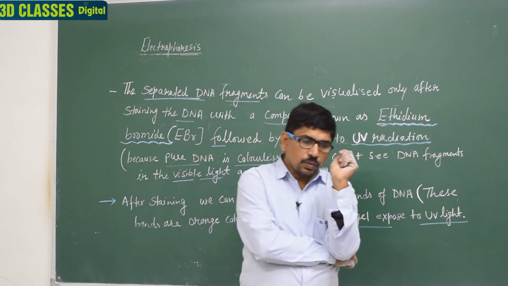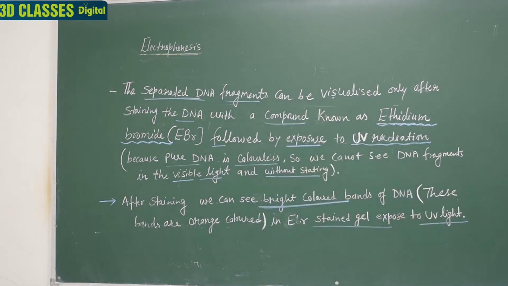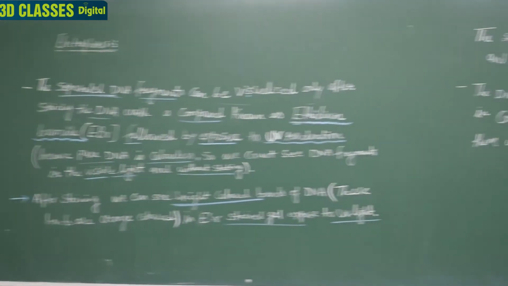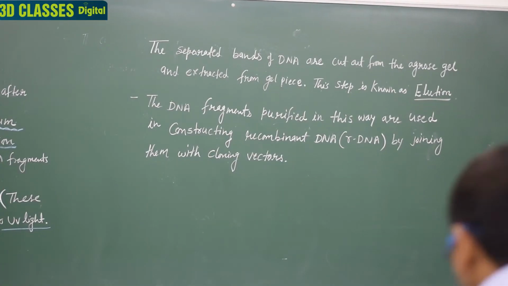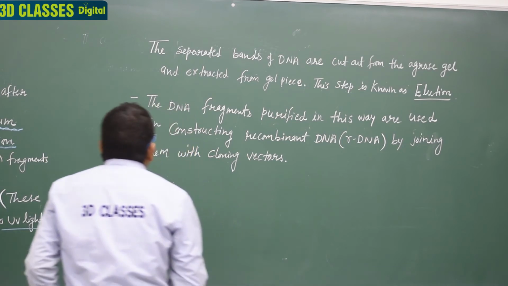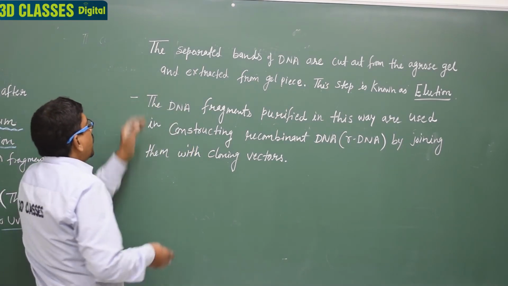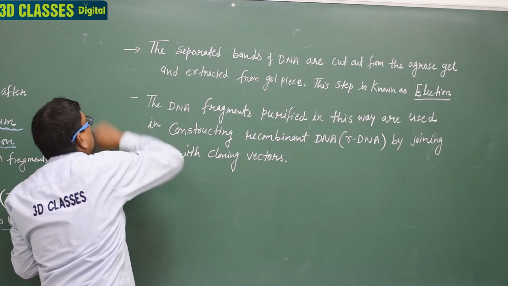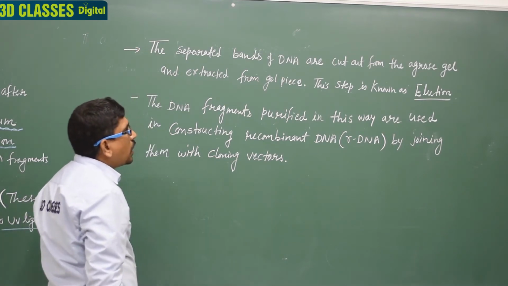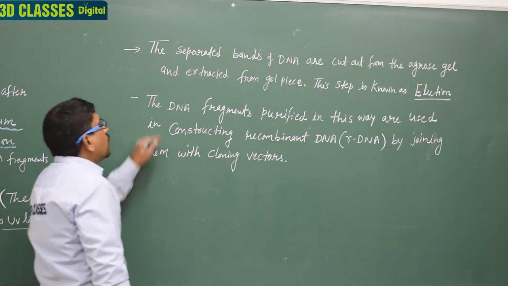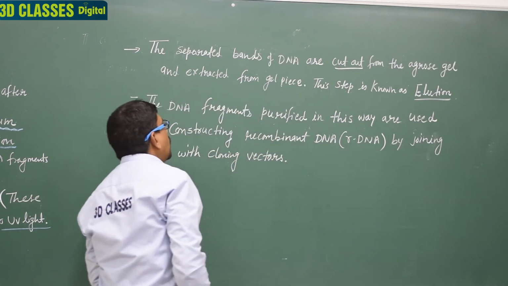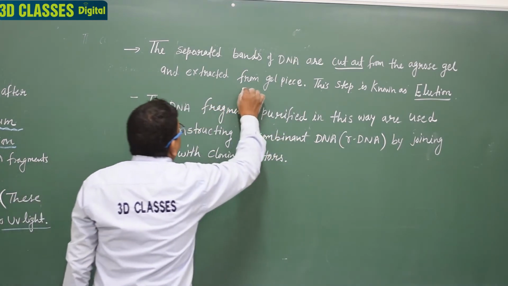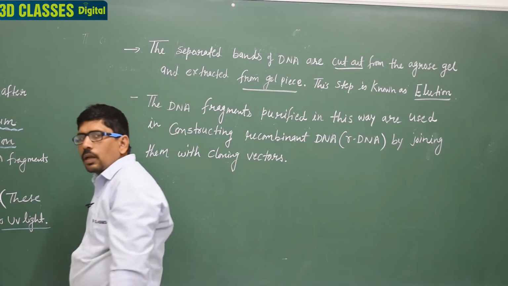Clear? So, here the separated bands of DNA are cut out from the agarose gel. The separated bands of DNA are cut out from the agarose gel and extracted from the gel piece. Clear?